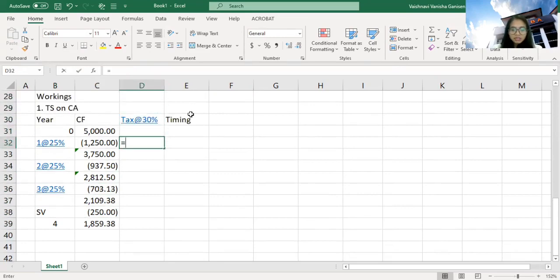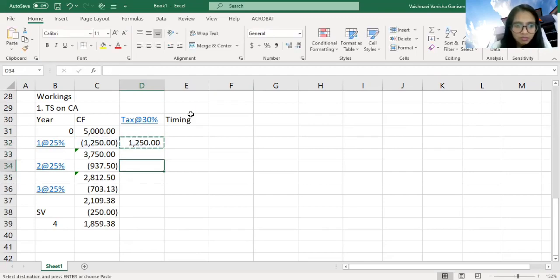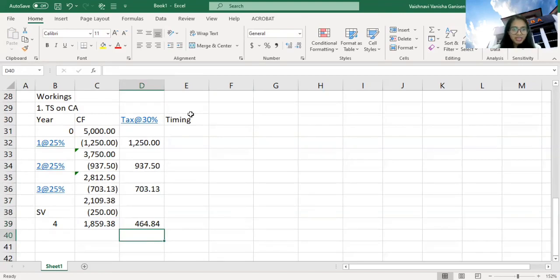Now, your tax equals to negative. Please don't forget this. You must equal to negative year 1. The reason why it equals to negative year 1 is because tax is a benefit. You want to get it as a positive value, not negative anymore. Enter, copy, paste, paste. And finally, in year 4, you do it in the final column.